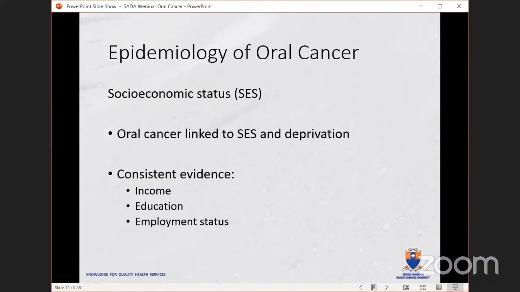The literature clearly shows us that oral cancer is linked to socioeconomic status and also to deprivation, with the highest incidence rates occurring in the most disadvantaged groups of people. Throughout the literature, there's evidence, and it's consistent, whether it's measured by income, education, or employment status.